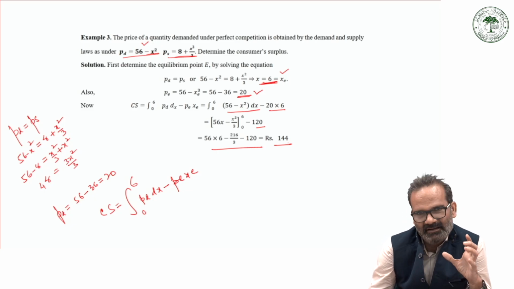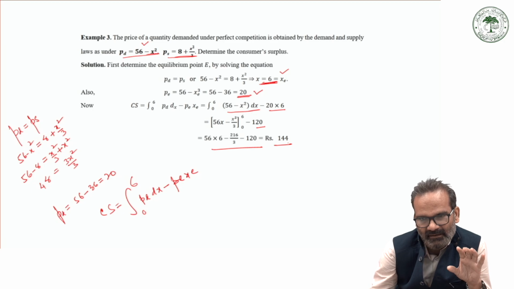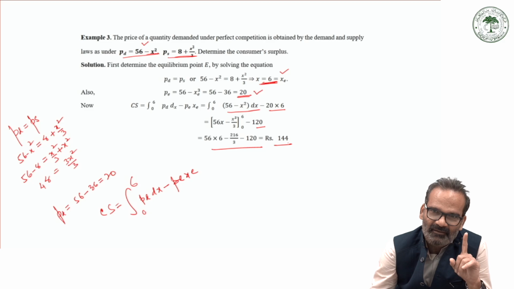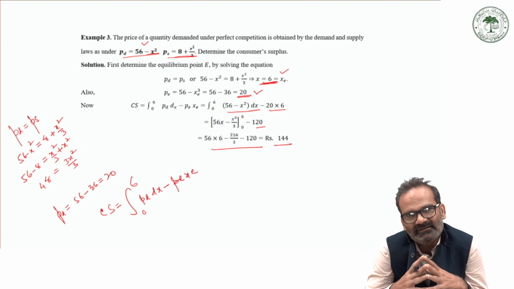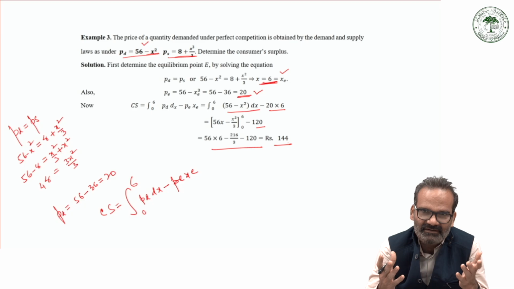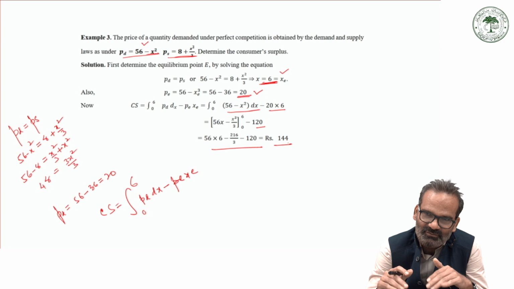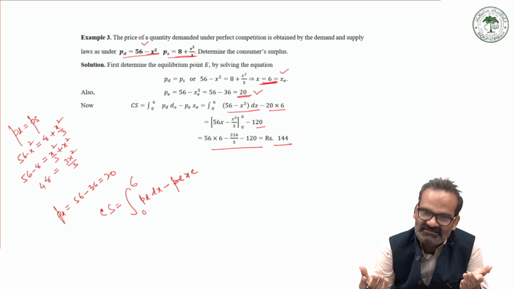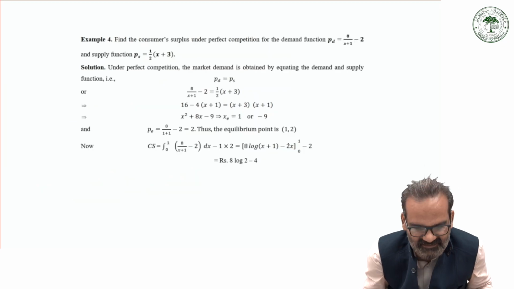So this is how you can determine the consumer surplus under perfect competition. Keep one thing in your mind, as I have explained. Whenever you want to determine the consumer surplus under perfect competition, both demand and supply functions will be given to you, because only when you equate these two functions will you get the value of x, that is XE, the quantity demanded in the market. Then we put this value of x in our demand function to get its respective price, denoted by PE, right? And then we can use the formula to determine the consumer surplus.